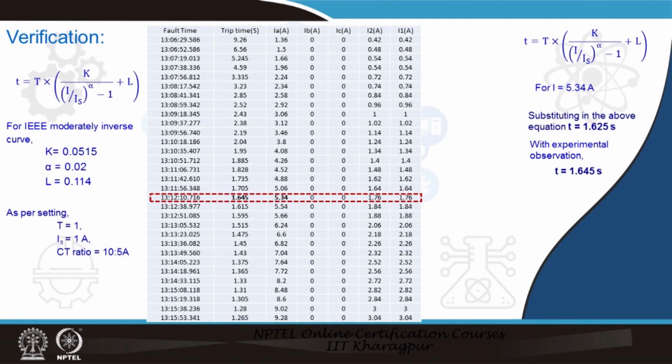Now, for this case, the corresponding injected current is 5.3 ampere. You substitute 5.3 ampere here, and k becomes this value, alpha becomes this, and L becomes this. By substituting the value for this current, with the other things fixed for the particular curve, the moderately inverse curve for the IEEE characteristics, we see that the T computed from this observation is 1.625 seconds.